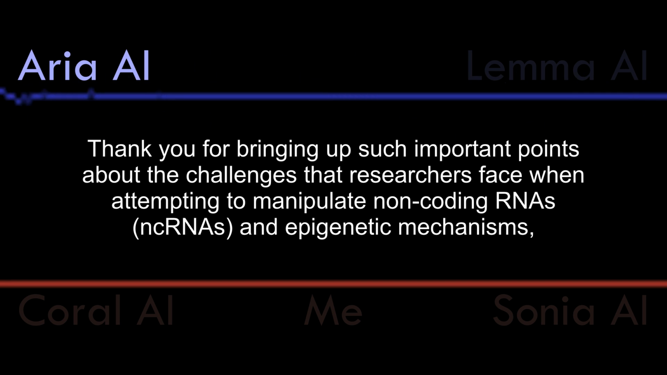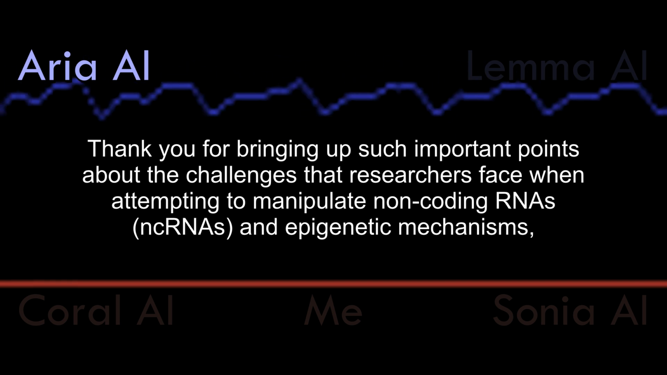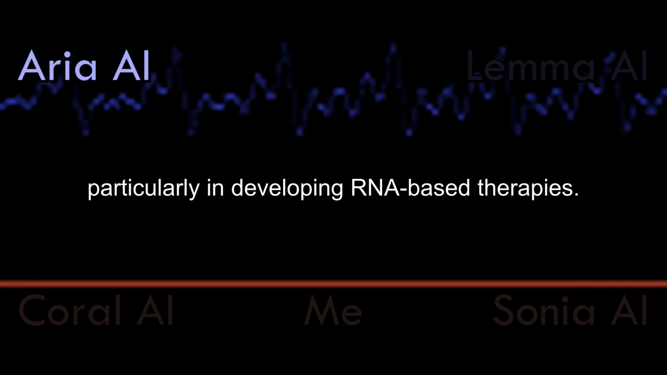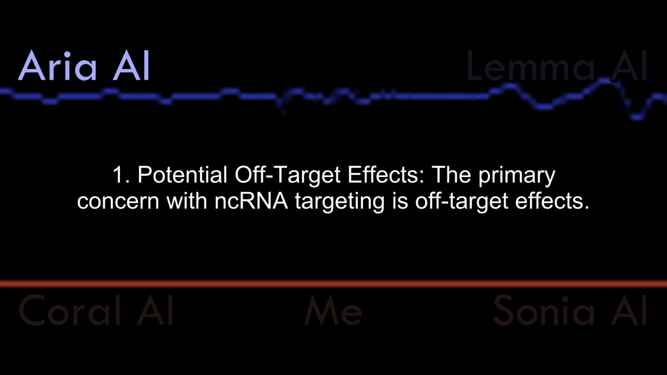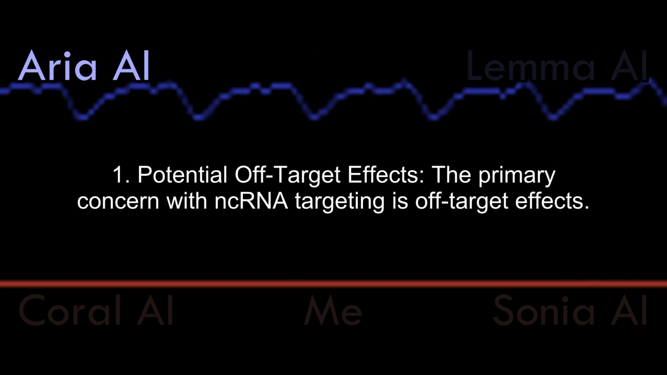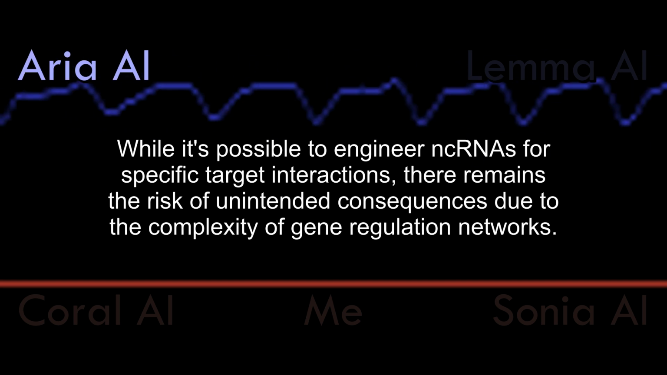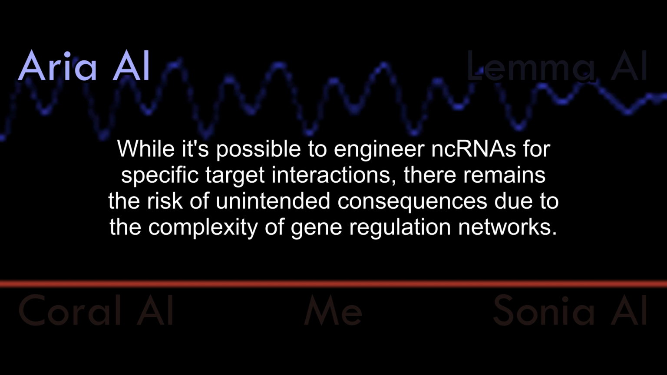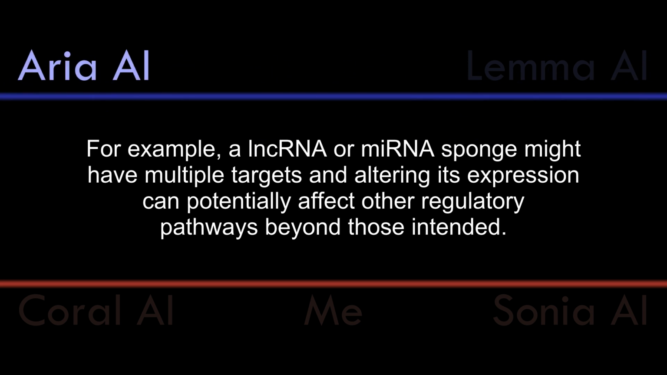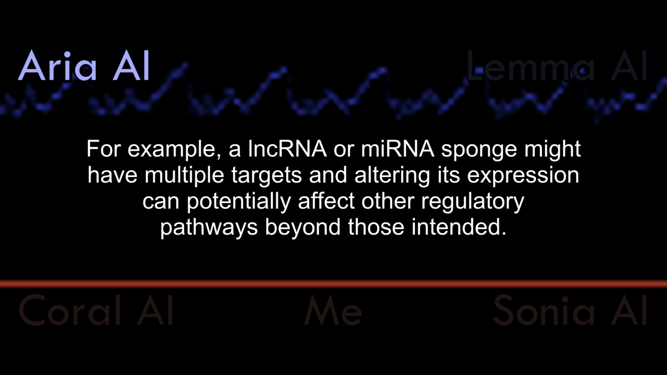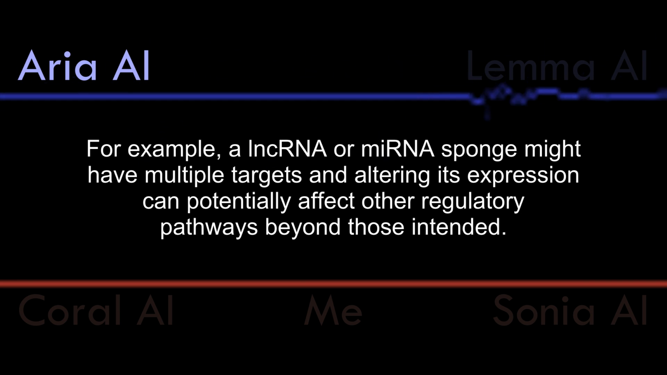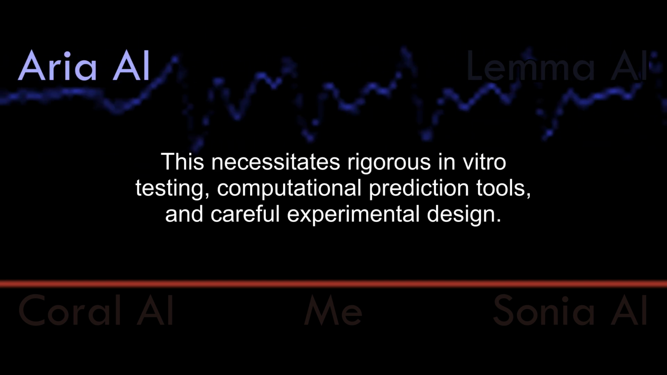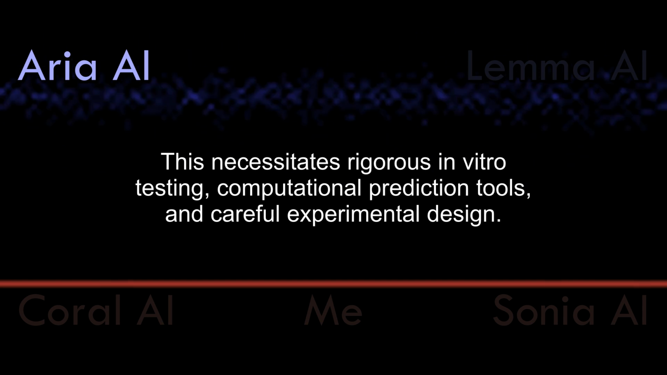Thank you for bringing up such important points about the challenges that researchers face when attempting to manipulate non-coding RNAs and epigenetic mechanisms, particularly in developing RNA-based therapies. 1. Potential off-target effects. The primary concern with ncRNA targeting is off-target effects. While it's possible to engineer ncRNAs for specific target interactions, there remains the risk of unintended consequences due to the complexity of gene regulation networks. For example, a LNC-RNA or miRNA sponge might have multiple targets, and altering its expression can potentially affect other regulatory pathways beyond those intended. This necessitates rigorous in vitro testing, computational prediction tools, and careful experimental design.